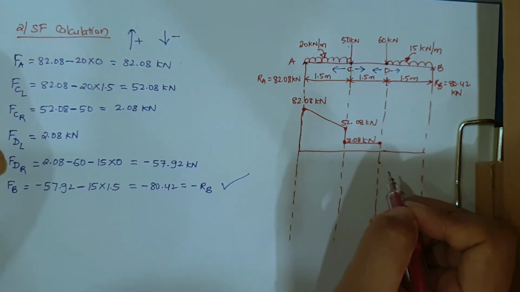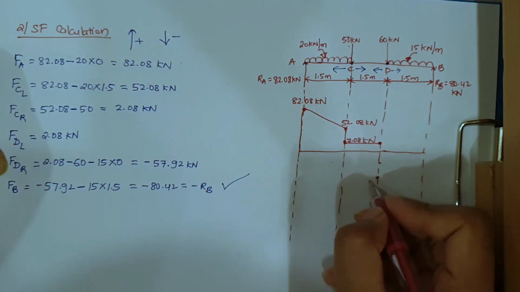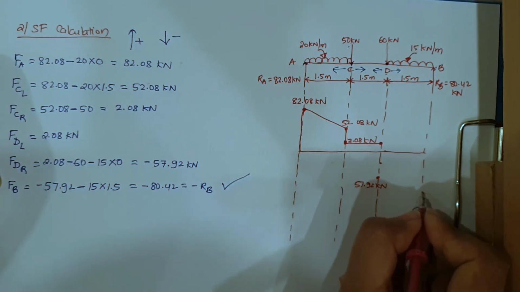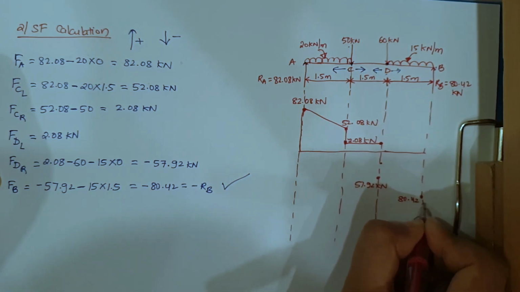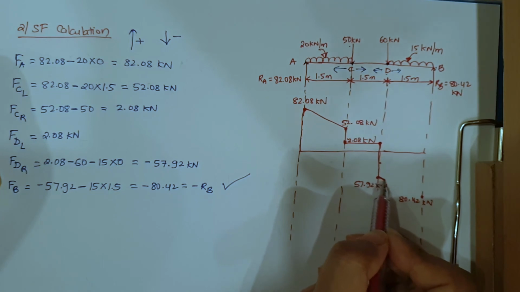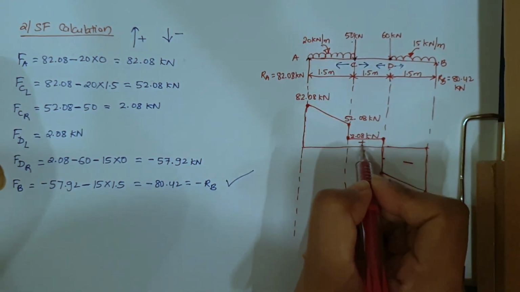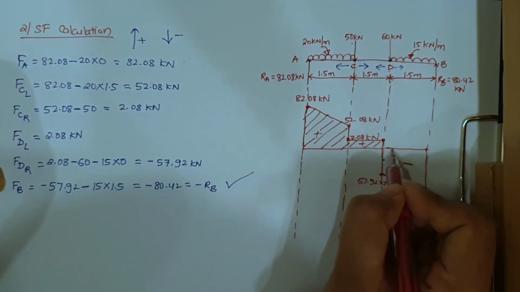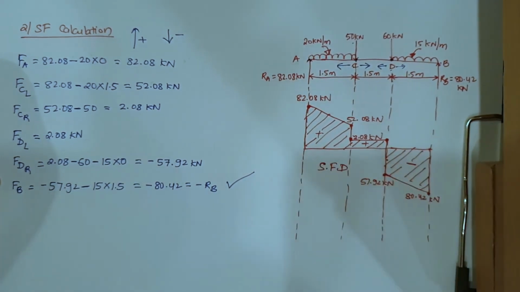Now when we go to the right hand side of D, it goes negative, so here it is minus 57.92 kilonewton. And when we reach B, it reaches minus 80, so at this point we will mark minus 80.42 kilonewton. Let's join this line here and then 80. So this is minus, I have plus here, let's shade it. So this is my shear force diagram.